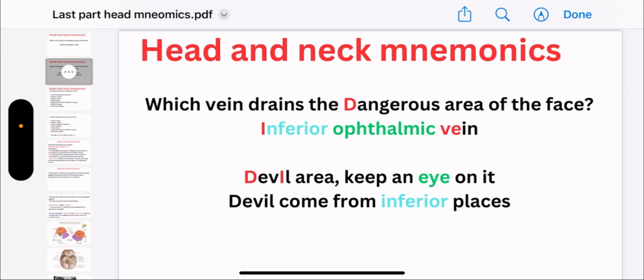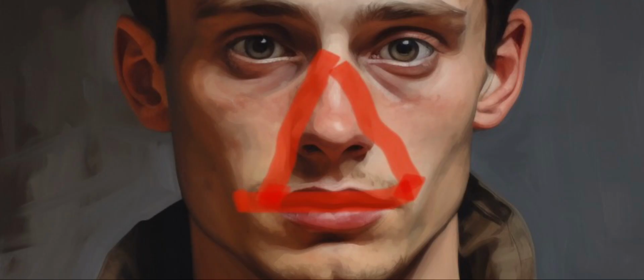The D will remind you of the dangerous area, and the I will remind you of the inferior. Keep an eye on it, the I will remind you of the ophthalmic. The word devil is for dangerous, and as you know, devil always comes from the inferior places, and this is the dangerous area. So if you have an infection here, then it can easily transmit to the brain. That's why it's a devil area, keep an eye on it.